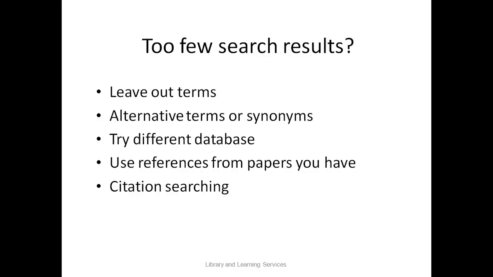So, too few results: leave out terms. This is why I say don't put in your essay question. You'll have too many terms in there and they won't be able to match that many. So just a couple of keywords, looking at alternatives or synonyms. Try Google Scholar as an overall catch-all database if you're finding your university databases aren't working. But as I said already, using the references from papers you already have is quite important.